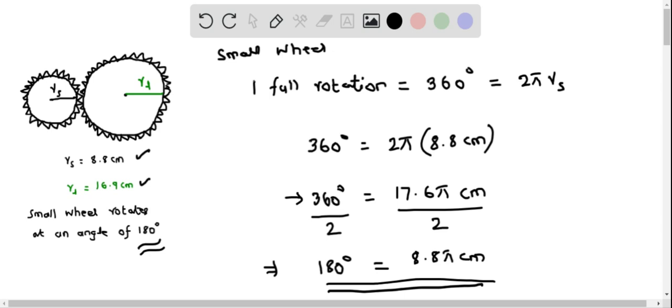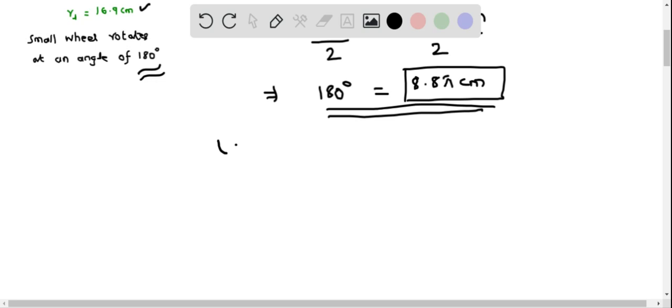So in 180 degrees, the small wheel makes a distance of 8.8 pi centimeter. Observe that whenever the small wheel rotates, the large wheel also rotates. So if we say that the small wheel makes a distance of 8.8 pi centimeter, this is the distance traveled by the large wheel. And so let's do some calculation for the large wheel. So it is also making a distance of 8.8 pi centimeter.